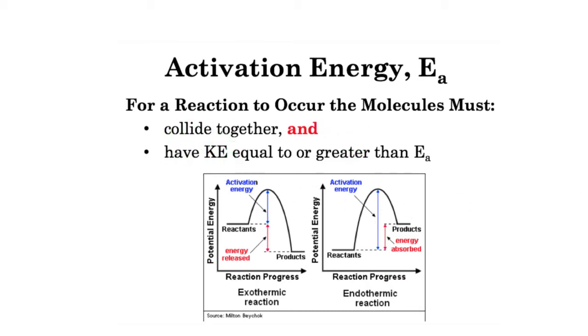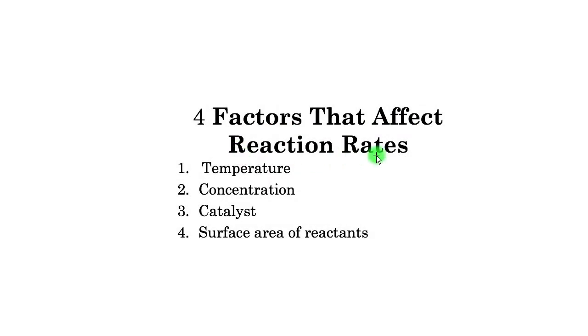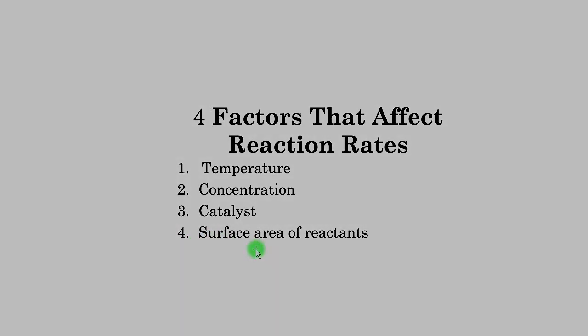So how do we make the collisions go up, and how do we make the kinetic energy greater? The four factors that affect the reaction rate are temperature, so we can increase the rate of collisions and the kinetic energy, concentration, catalyst, and surface area of the reactants. So we're going to look at each one of these individually.